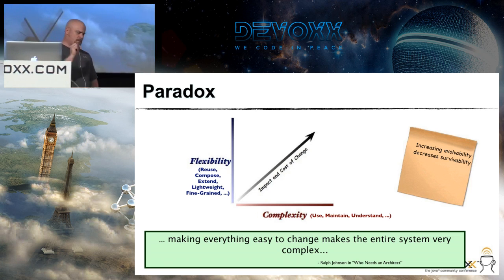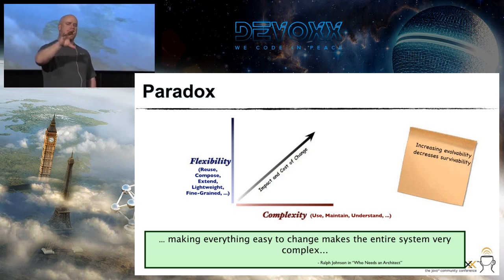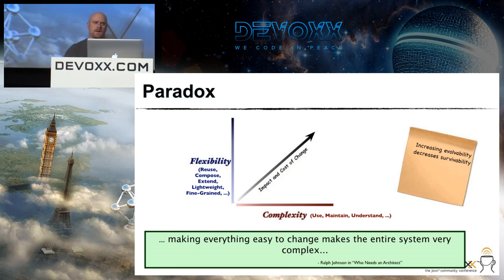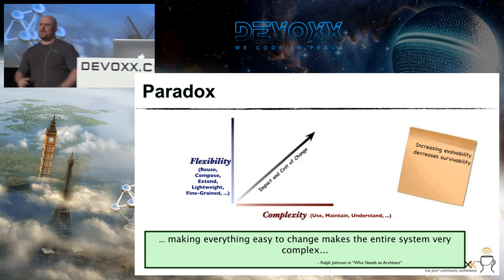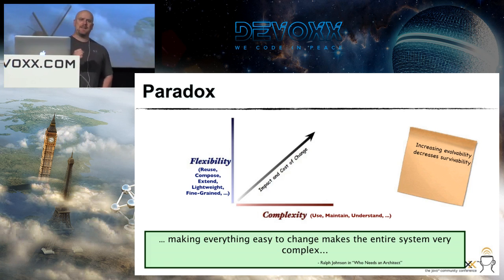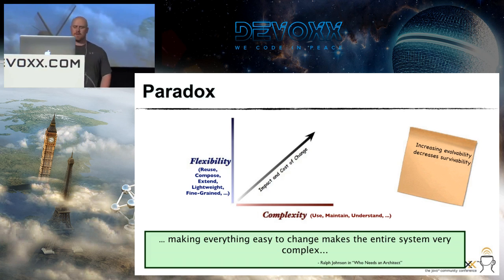That's not to say that we shouldn't strive to develop flexible software systems. That's not at all what I'm saying. What I am saying, however, is that we need to identify the areas of our system where we need this flexibility. Where do we need the flexibility that is going to bring this natural increase in complexity with it?